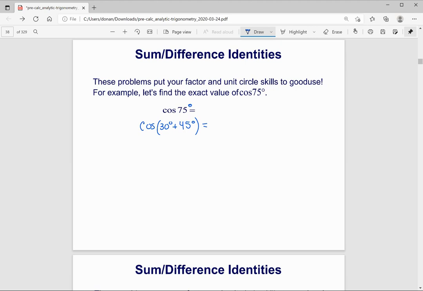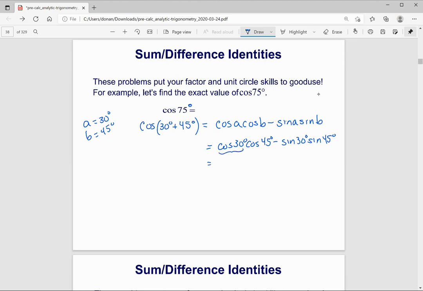Okay, so now we know that the formula for cosine A plus B is cosine of A cosine of B minus sine of A sine of B. And so in this formula, we're going to have A is 30 and B is 45. So I'll rewrite that as cosine of 30 degrees cosine of 45 degrees minus sine of 30 degrees sine of 45 degrees. And now we plug in what we know.